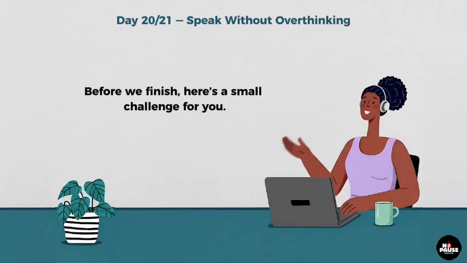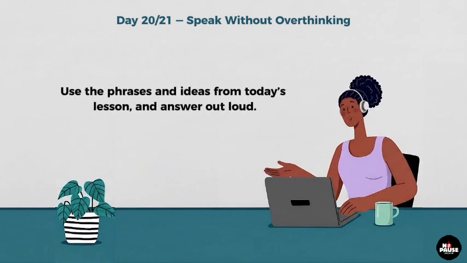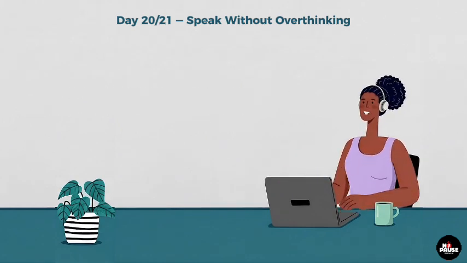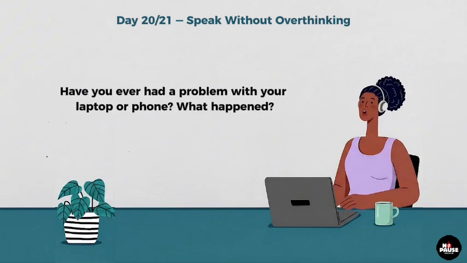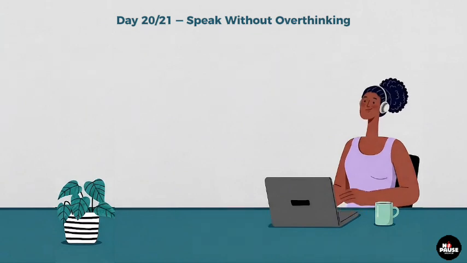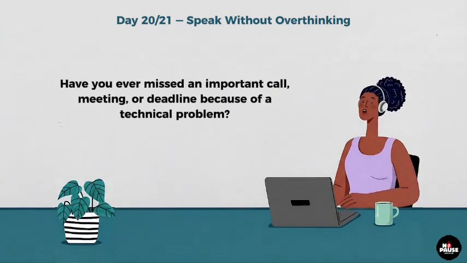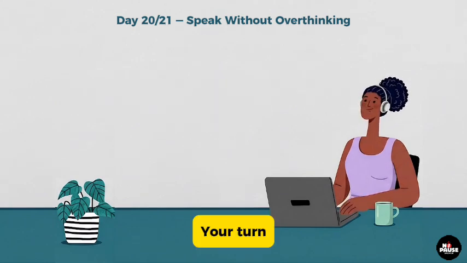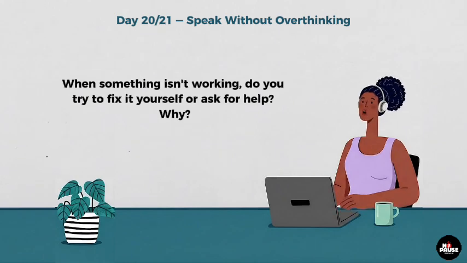Before we finish, here's a small challenge for you. Use the words and ideas from today's lesson and answer out loud. Let's start easy. Have you ever had a problem with your laptop or phone? What happened? Nice. Have you ever missed an important call, meeting, or deadline because of a technical problem? Okay. When something isn't working, do you try to fix it yourself or ask for help? Why?